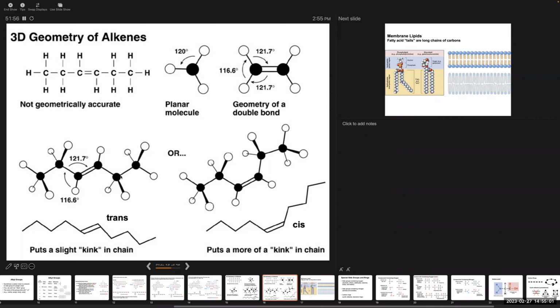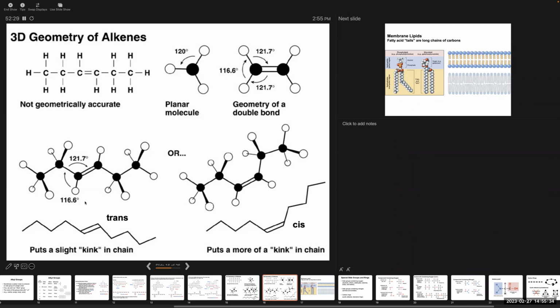And if you look at how this impacts the structure of our three-dimensional chain of carbons, there are two different configurations for these double bonds. There's what's known as the trans and the cis configurations. Trans meaning opposite sides and cis meaning same side. And it's referring to whether these hydrogens here are on opposite sides or, as you see here in the cis molecule, whether they're on the same side or not.